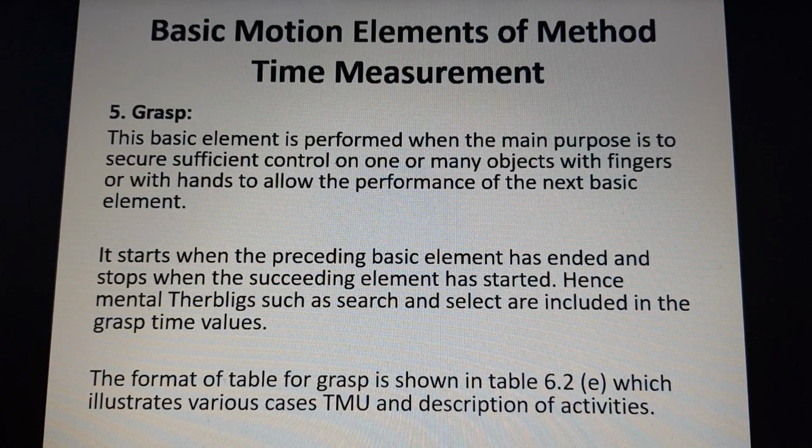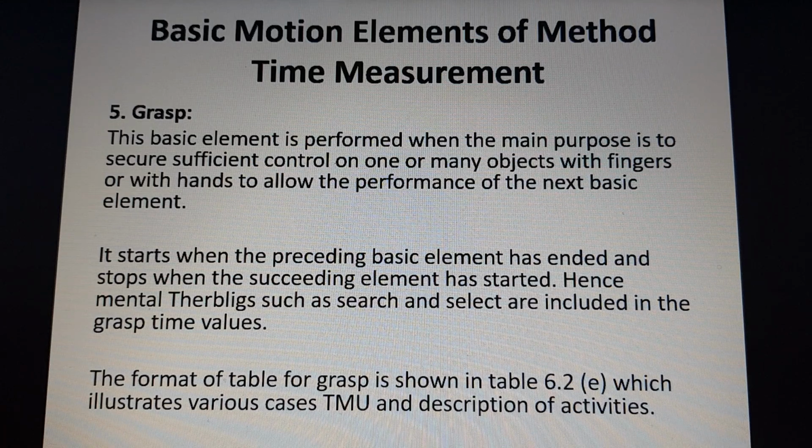Then we have the grasp. That basic element is performed with the main purpose of securing sufficient control of one or many objects with fingers or with hands to allow the performance of the next basic element. It starts when the preceding basic element has ended and stops when the subsequent element has started. Hence, mental terms such as search and select are included in the grasp time. For example, that's basically grabbing an object.